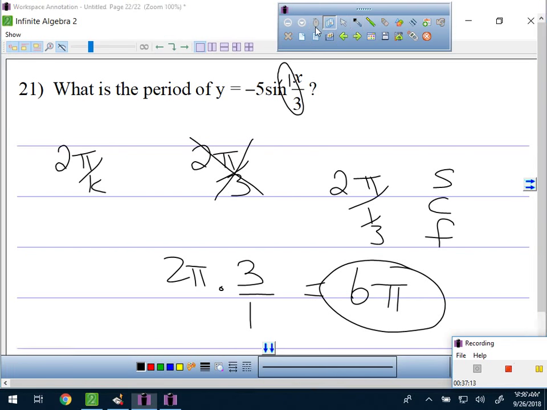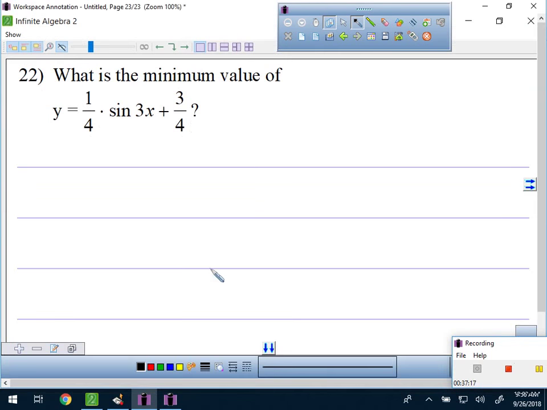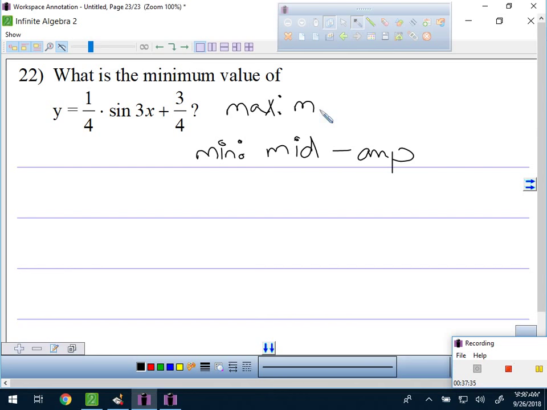All right, for 22, this wants you to find the minimum. Now, guys, I could go either way on the test. I could ask you for the maximum or the minimum. This is just asking the minimum, but it's done the same way. To find the minimum, remember, you take your midline and you subtract your amp. That's how you find the minimum. And if you need to write this down, you can. But the way you find your maximum is you do your midline plus your amp. But we're trying to find the minimum.